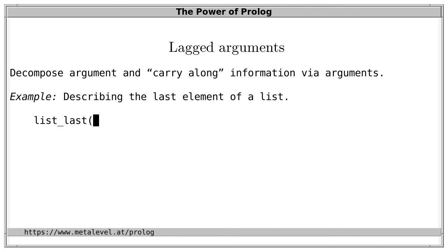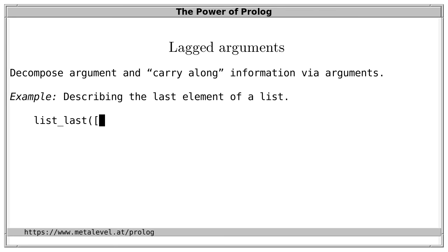So let's define a relation list underscore last, and let's consider the cases. First, what about the empty list? Well, clearly an empty list doesn't have a last element. So this predicate certainly doesn't hold for the empty list. And we don't write down what doesn't hold, we only write down what holds.